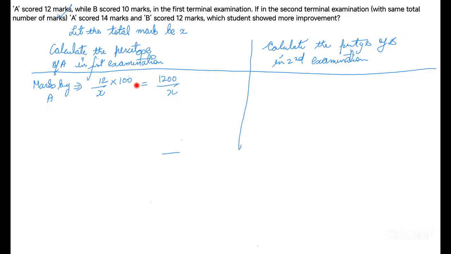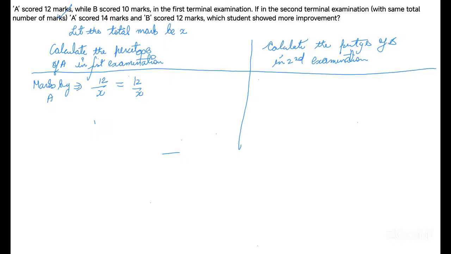So what is the given marks? Like he scored 12 marks, so 12 upon what is total marks? Total marks is X, so it becomes 1200 upon X. You can do one thing, don't multiply it by 100, so it's going to be easy for you guys. So it becomes 12 by X. In the first examination, he got 12 by X. Like 12 out of 20, it is like that.